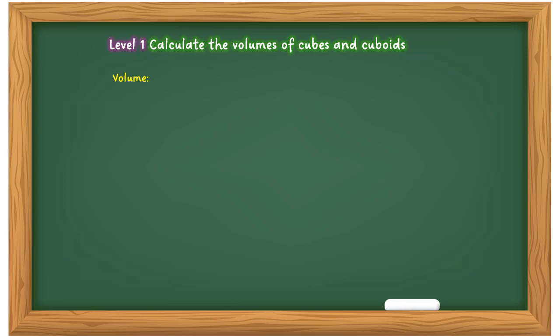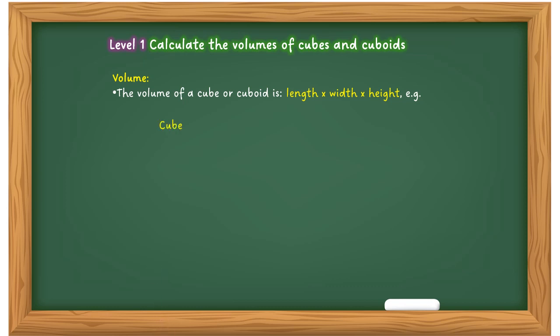Okay, let's look at volume. Volume is the space that a shape takes up. The volume of a cube or a cuboid is length times width. You can see it's still the same formula, length times width, but this time you've got the added height to it. So it's length times width times height. Your starting point is length times width.